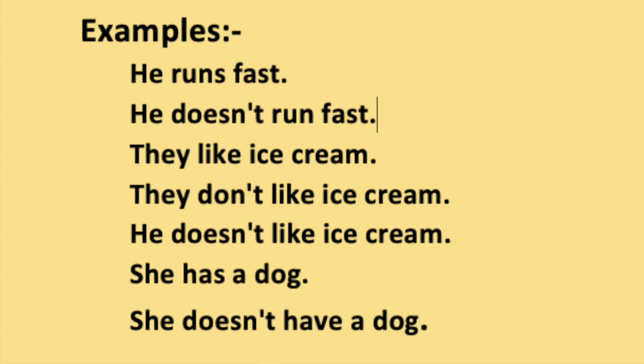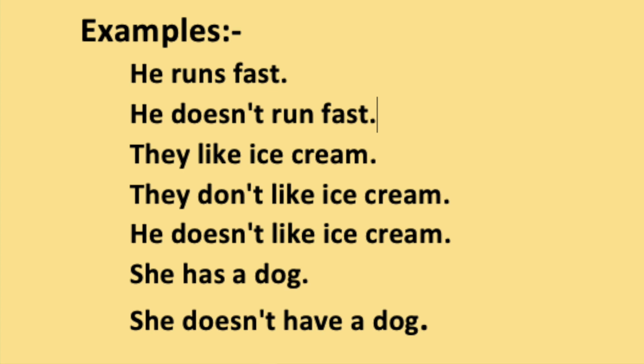Okay, if the subject is they, we should write here, they do not run fast. Because with the plural subject, we should use do. See the next example. They like ice cream. Here the subject is plural, they. So use do. They do not like ice cream. If it is he, he does not like ice cream.